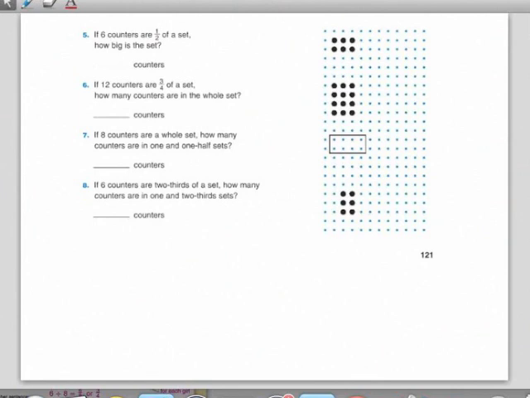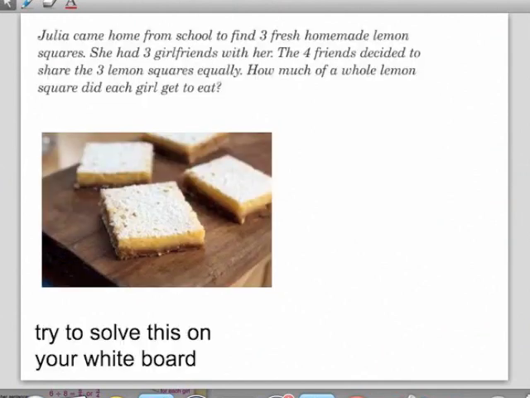Okay, you're back. So you must be done with page 121. Make sure you've had this checked before you move on. If it's been checked and you're ready to go, we'll get started. Now we're going to look at these in some story problems here.